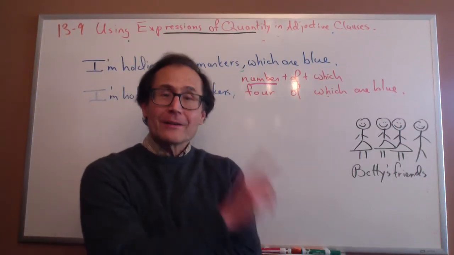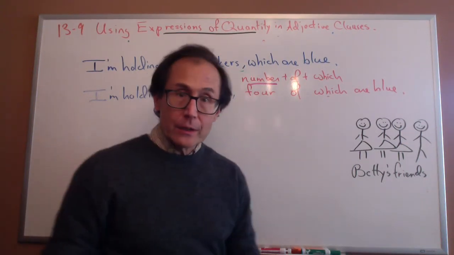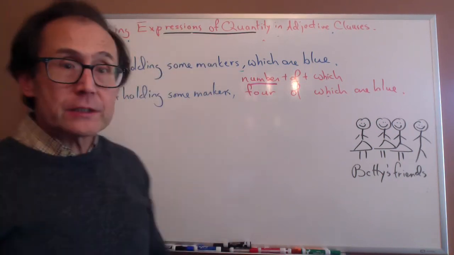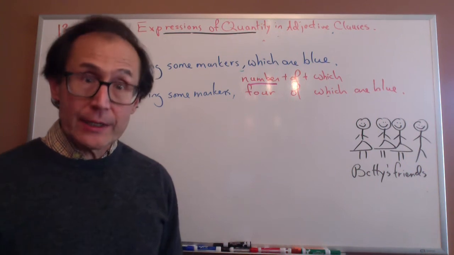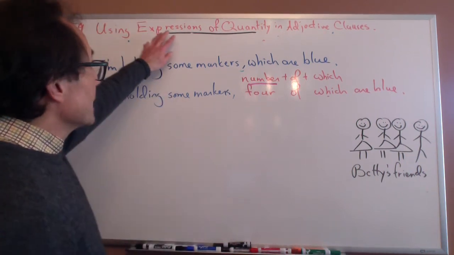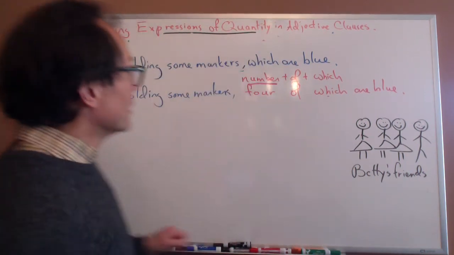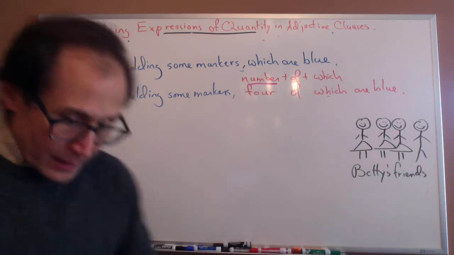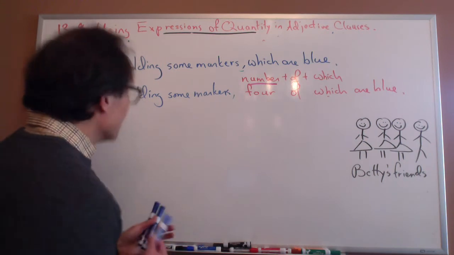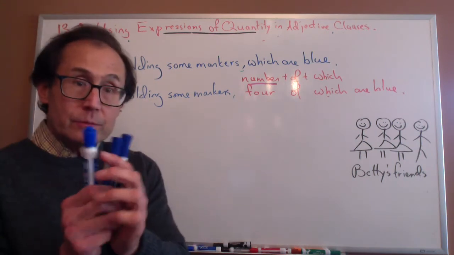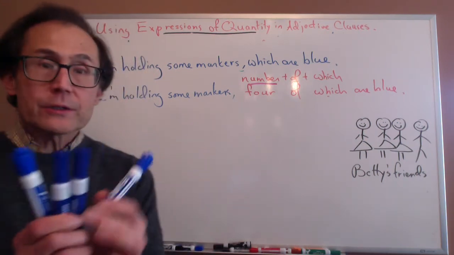Okay, welcome back. So, in the last video, we were talking about expressions of quantity. And remember, expressions of quantity is just saying how many there are, and saying how many there are in adjective clauses. So, the example that we gave again is I could say, I'm holding some markers which are blue.